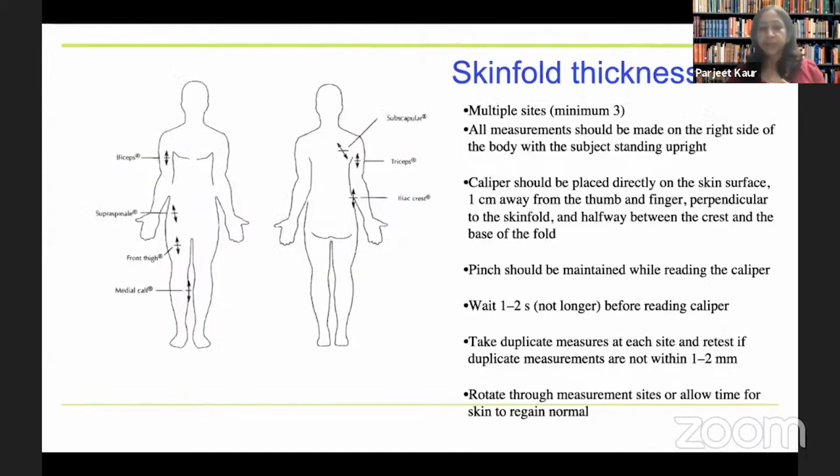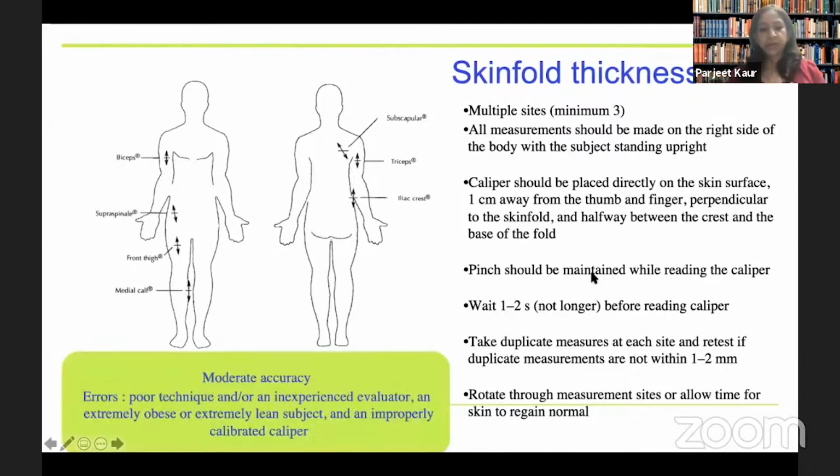Again, multiple sites are used. Minimum 3 sites is required. The more the sites, the more the accuracy. And there are many factors which should be taken into account to measure. One has to be really expert in doing it. So technician training is very much required here, on how to do the skin fold thickness measuring. Therefore, the accuracy depends a lot upon the technique, and it has fairly moderate accuracy in terms of calculating the total percentage body fat, which actually equates to the BIA.